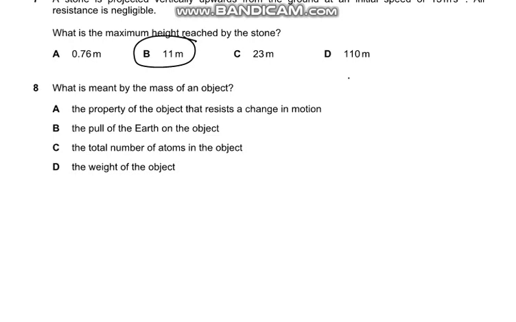Question number 8 says, what is meant by the mass of an object? The property of an object that resists a change in motion. So A is the appropriate answer.